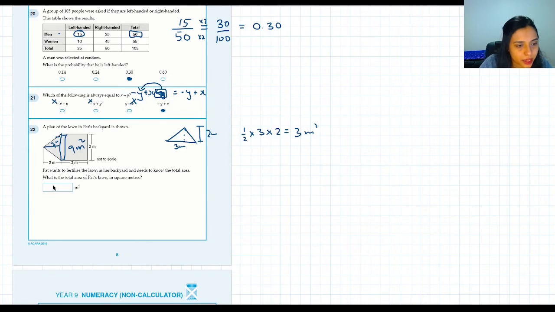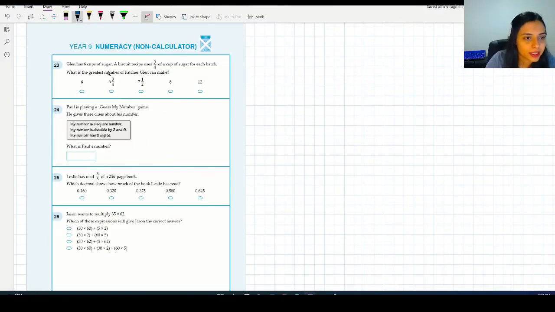And 3 plus 9 is 12 meters squared for the whole lawn. Glenn has 6 cups of sugar. A biscuit recipe uses 3/4 of a cup of sugar for each batch. What is the greatest number of batches Glenn can make? So we really want to divide 6 cups of sugar by the 3/4 of a cup that each batch uses.